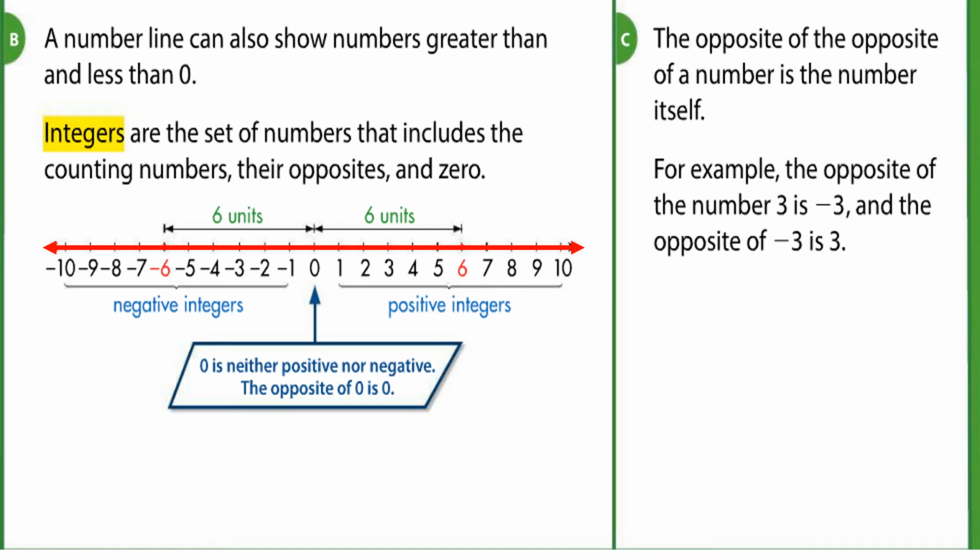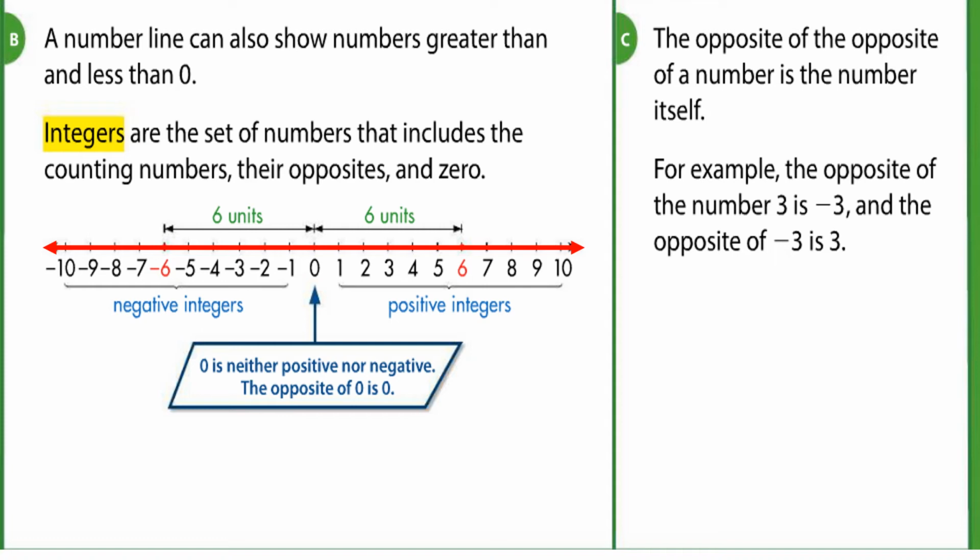Okay? So what about 0, guys? Someone will say 0 is a positive or negative number. Of course, 0 is neither positive nor negative. And what about the opposite of 0? As I said, 0 doesn't have a sign. So what is the opposite of 0? Still 0. So 0 doesn't have an opposite, guys.